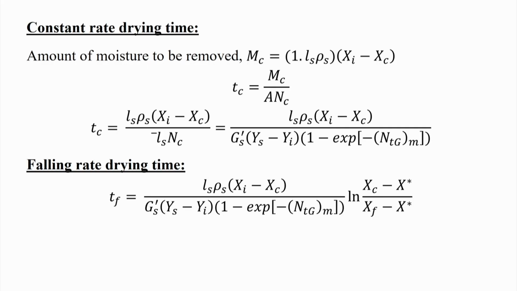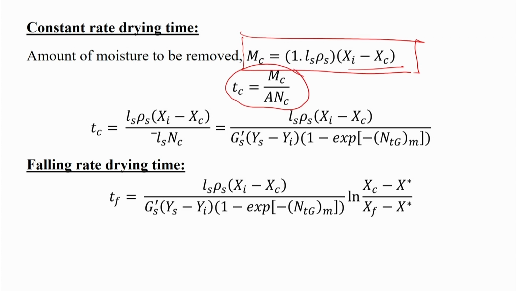Now, we need to calculate the drying time for this constant drying period. We already know how much unbound moisture is removed, that is m c is equal to 1 into L s into rho s into (x I minus x c). And we also know that the total time of drying in the constant drying period is m c by A into N c.